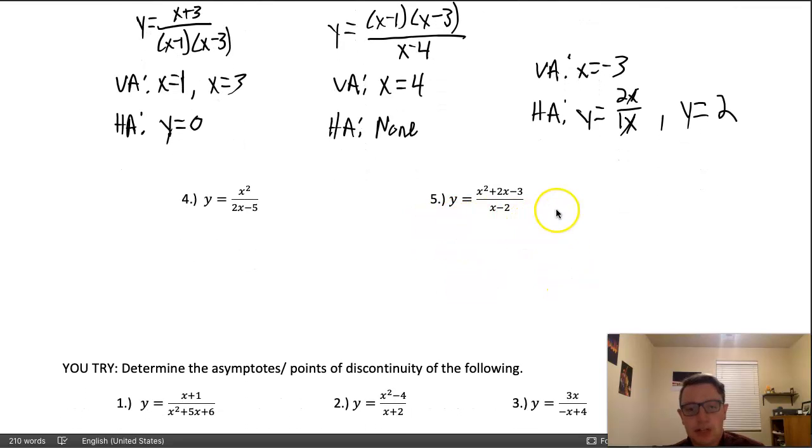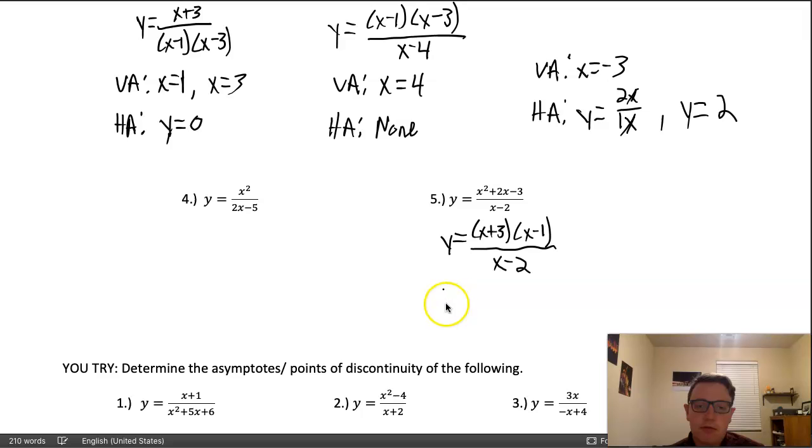For 5, we have x squared plus 2x minus 3 over x minus 2. What does that look like factored? Well, factors of negative 3 that add up to 2 are going to be x plus 3 and x minus 1. Right, instead of doing our ACB chart, we're just looking for those factors and shortcutting them in. In the bottom, we have the same thing, x minus 2. So looking at that, vertical asymptotes are going to be what makes the denominator 0. What makes it 0 is x is equal to 2. What about holes? Well, we have nothing to cancel out, so we have no holes.